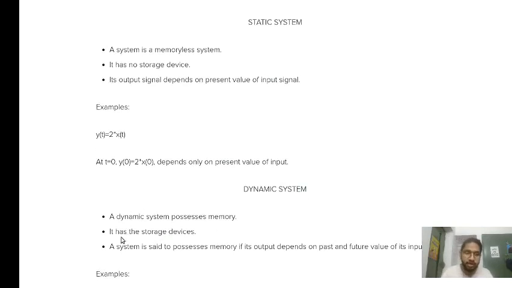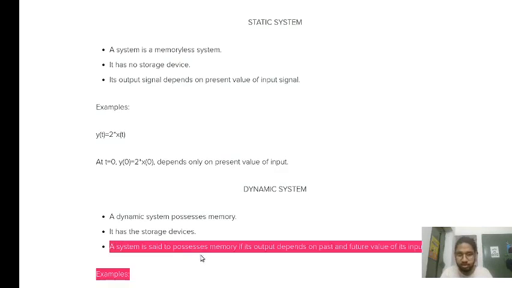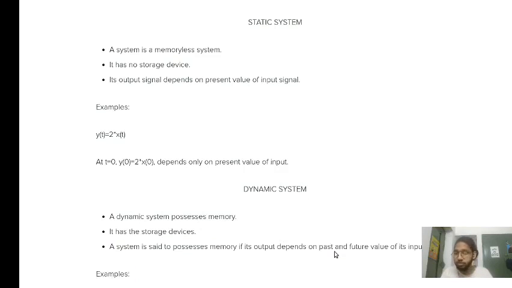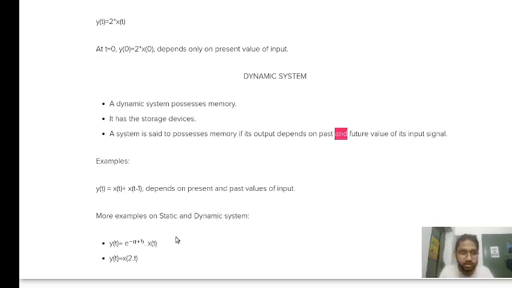So the main point for the dynamic system is that a system is said to possess memory if its output depends on past and future values of its input. Let's take the easiest example for this dynamic system: y of t equals x of t plus x of t minus 1. According to previous examples, we have seen many examples like this. So it depends on present and past values of input.